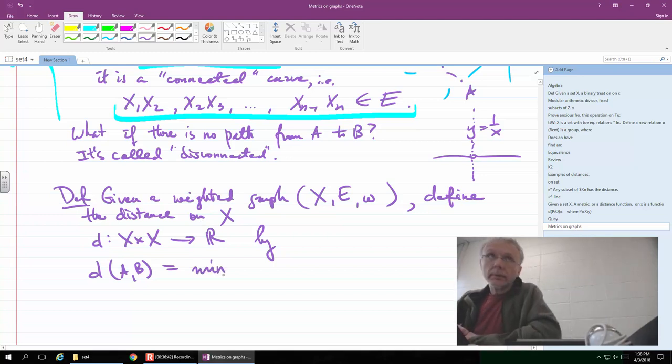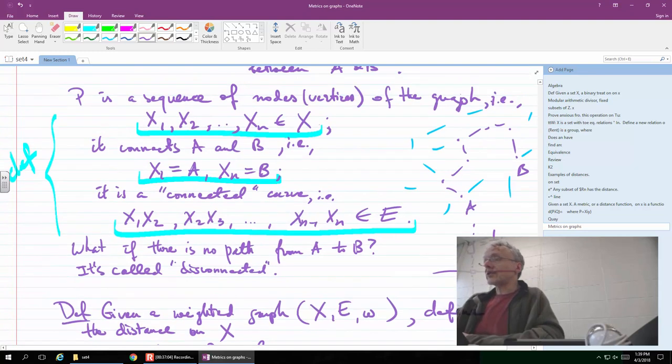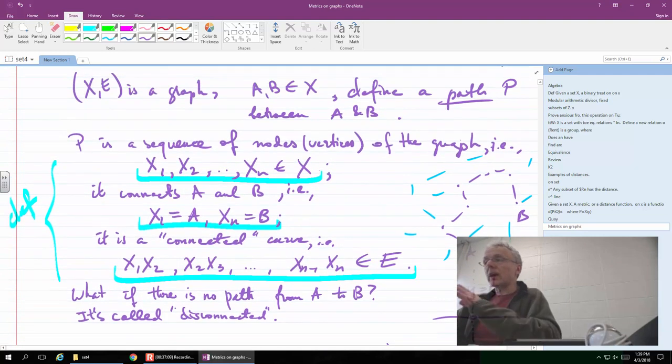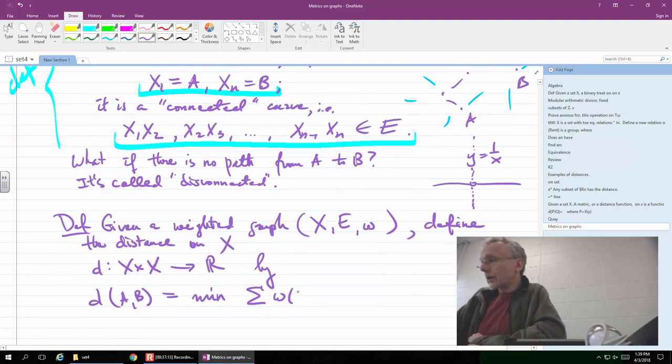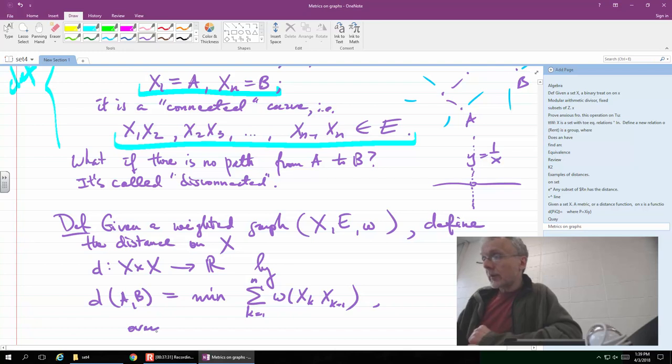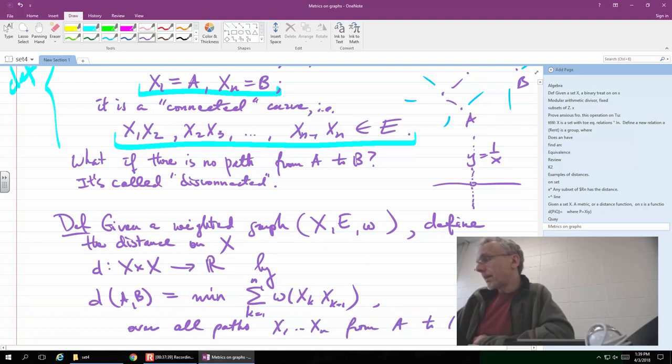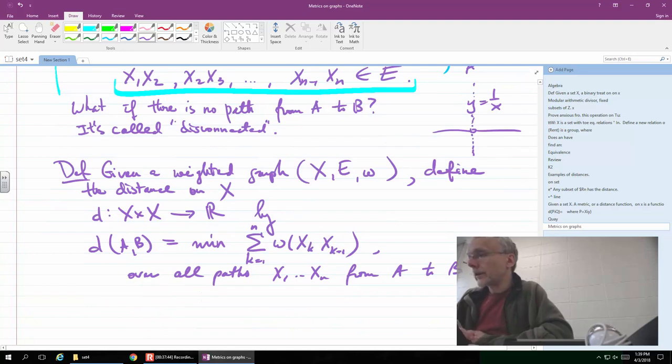Minimum of what? Sum of, not of x, but of w. W of what? The definition of a path is right there. So we're going to minimize the total sum of weights over all the paths. I'll write it as the sum of w of x_k, x_{k+1}, the weight of that edge, k from 1 to n, minimization over all paths x_1 through x_n from A to B. That's the whole definition.